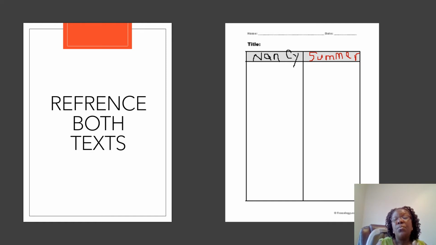All right. So, what is one thing we know about Nancy? She wears fancy clothes, right? Fancy clothes. So I'm just gonna write that. Oops. Sorry. So she wears fancy clothes. What else? She's a girl.